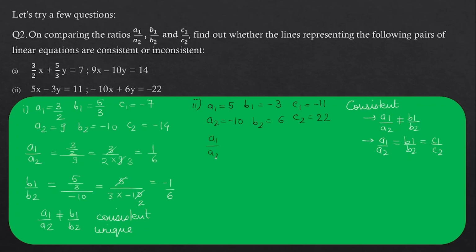Now again let us find the ratios. A1 by A2, 5 by negative 10. On reducing we get minus 1 by 2. B1 by B2 is minus 3 by 6 which becomes minus 1 by 2. C1 by C2 is minus 11 by 22 which further becomes minus 1 by 2. So we are getting A1 by A2 equals B1 by B2 equals C1 by C2. So again we know for this case also we get a consistent pair of equations. This is a case where I get infinite solutions. What kind of graphs will I get? I'll get overlapping or coincident lines. I hope this much is understood.